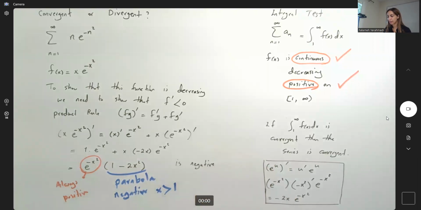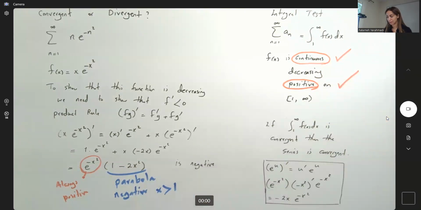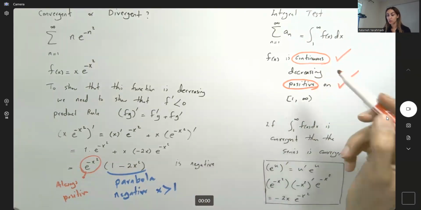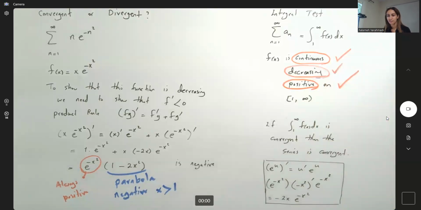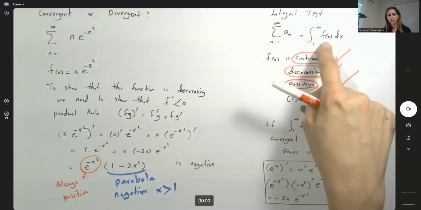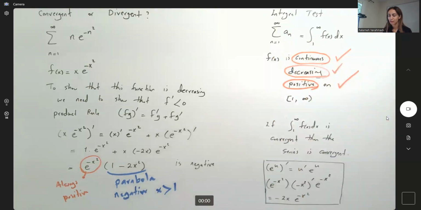So we just checked to see if this function is continuous, positive, decreasing. All of them are true on this interval. Now what? Do we stop? Of course not. Now we need to find the integral. If the integral exists, we say that, hey, the series is convergent. Otherwise, the series is divergent.